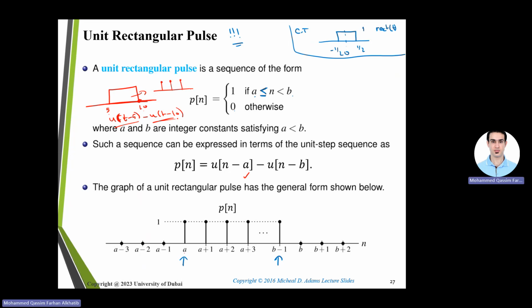5, 6, 7, 8, 9, 10. So that's 5, 6, 7, 8, 9, 10. That's a discrete representation, like I took samples from the continuous domain. Now someone might ask, okay, this is going to be simply u of n minus 5 minus u of n minus 10.